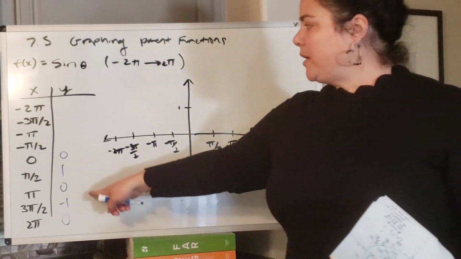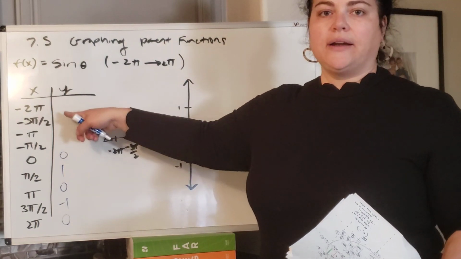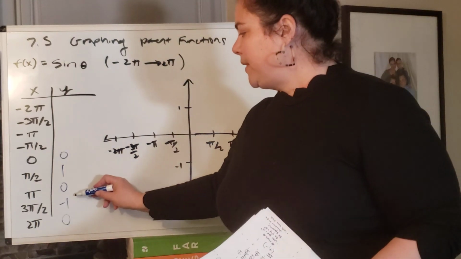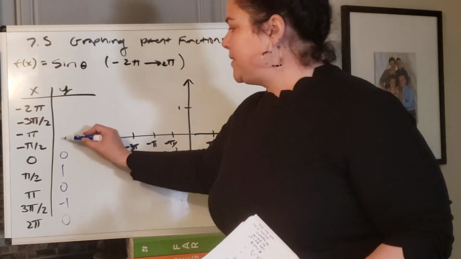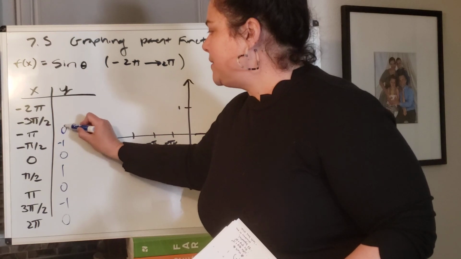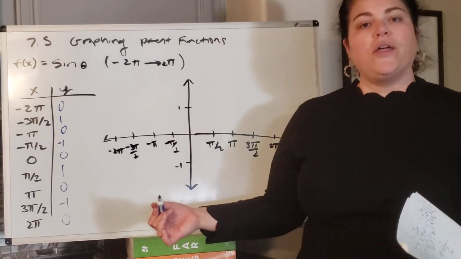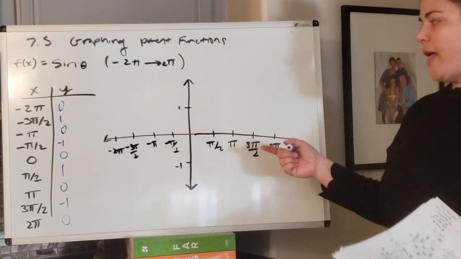In order to get these values back here, we literally just need to continue on that pattern. 0, negative 1, 0, 1, 0, negative 1, 0, 1, 0. And that's going to give us all the values that we need in order to plot this out.